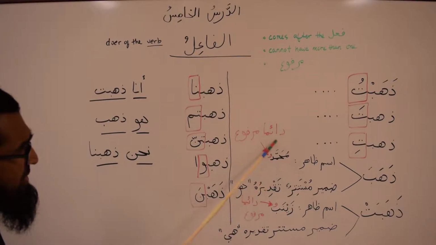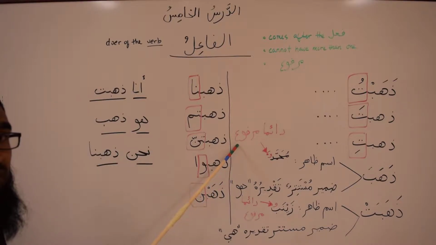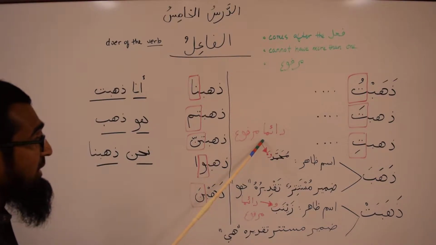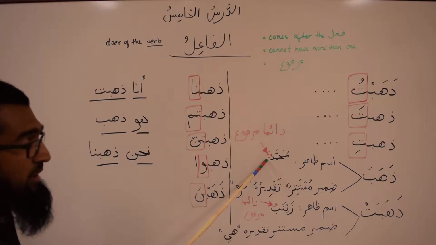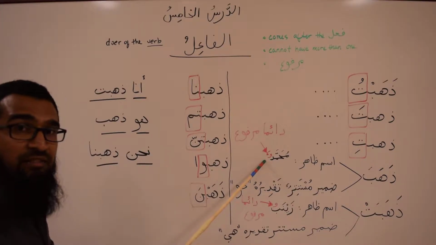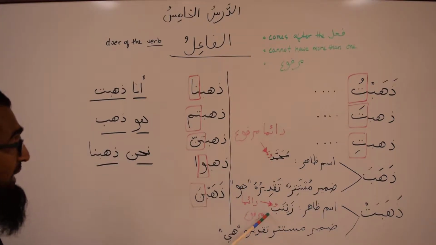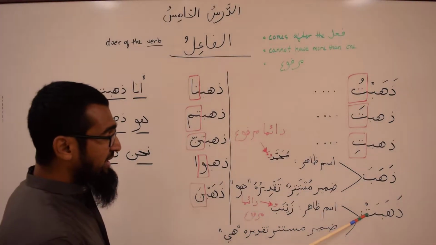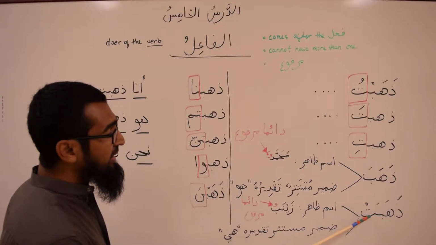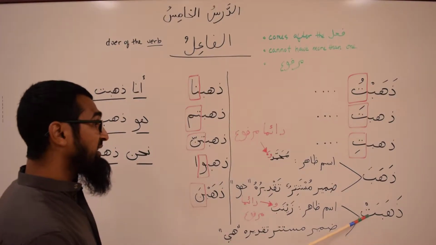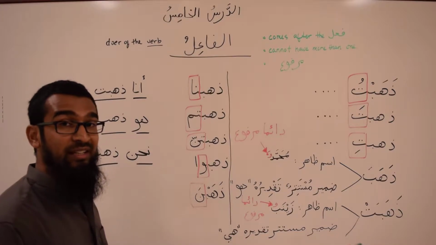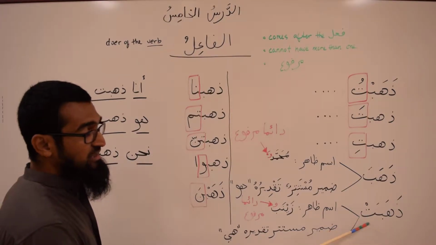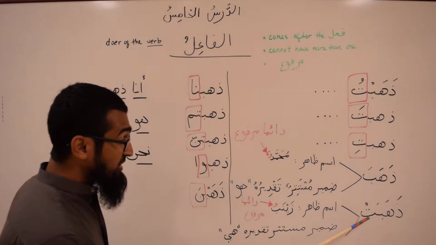Two things you need to notice. If it's an ism dhahir, it's going to be da'iman marfu'. You will never find that the fa'il is majroor or mansoob. Never. Similarly over here, the fa'il is going to be marfu'. Always marfu'. Some people make a common mistake. They think that this ta is the fa'il. That's incorrect. The ta is actually alamatu ta'nith, an indication that the fa'il is feminine.